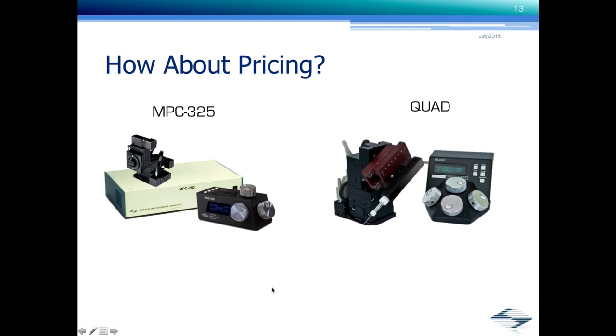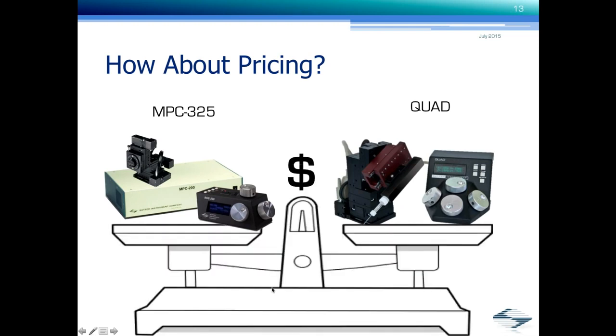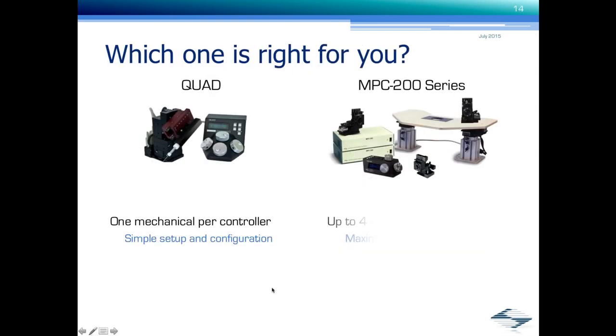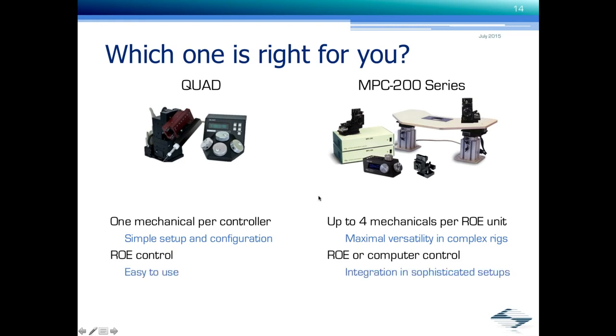The Quad, compared to an MPC 325 manipulator system, is roughly the same price, or maybe even exactly the same price. It's not right for everyone though. The Quad is one mechanical per controller. That means it's easily set up and configured, but the MPC 200 based manipulator systems let you control up to 4 mechanicals with one ROE, one rotary optical encoder unit, and that gives you the maximal versatility in complex bespoke rigs in more complex applications.